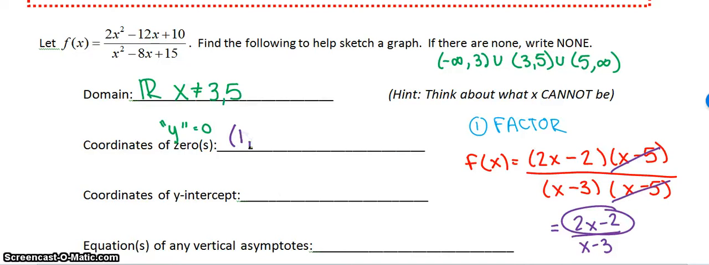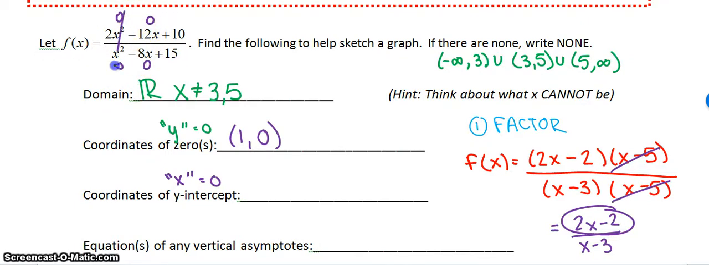So 1 is my x-coordinate, 0 is my y-coordinate. I'm going to write it as a point. Okay, my y-intercept is the reverse. So your y-intercept will cross the y-axis, which would make your x-coordinate equal to 0. So if you plug in 0 for all of the x's, you will find your y-intercept. And I'll do this in standard form just to show we can use both forms here.